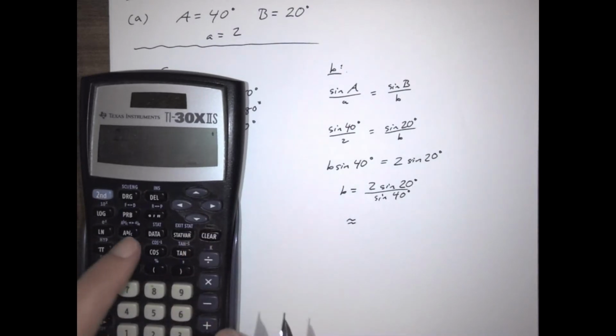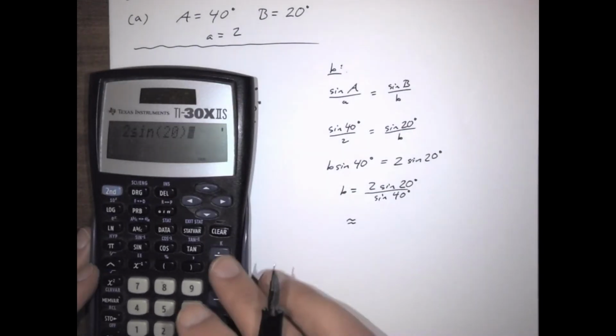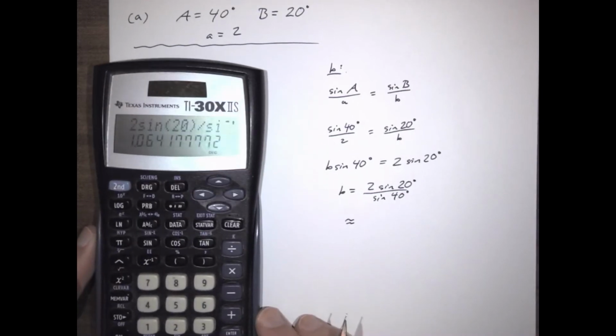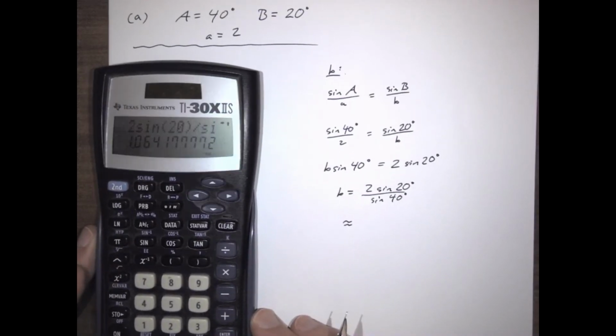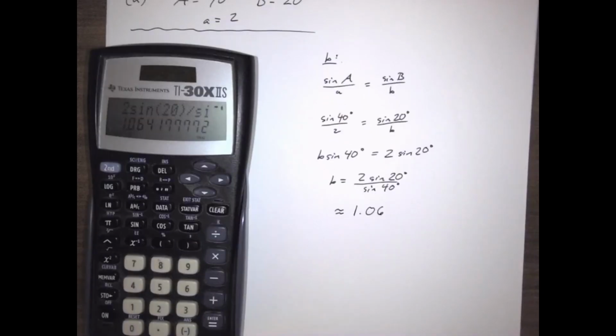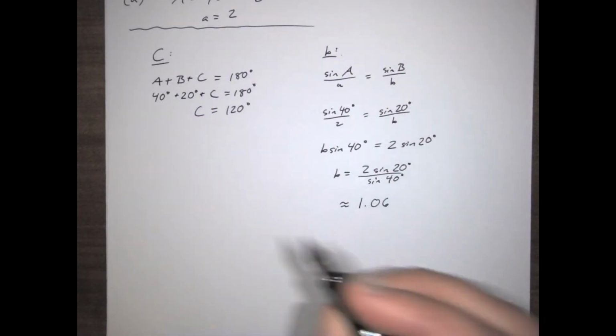So 2 times the sine of 20 degrees, careful to end the parentheses, divide by the sine of 40 degrees. And that gives us 1.064, and we'll just round it to 2 decimal places. That'll be our custom here. Okay. And then what's left? Little c.